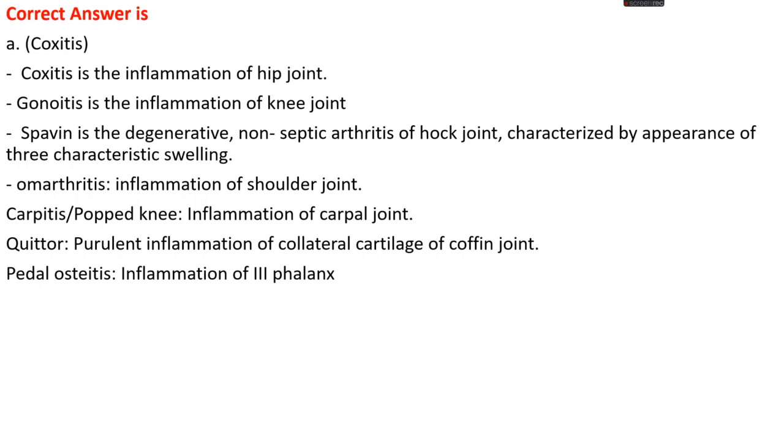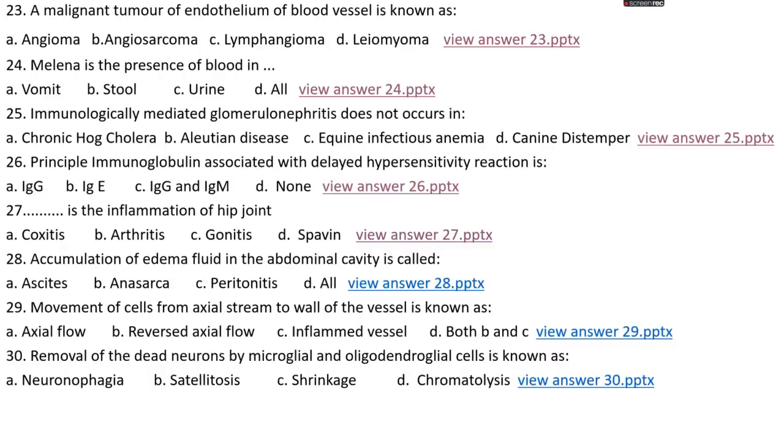Gonitis is the inflammation of knee joint. Spavin is a degenerative non-septic arthritis of the hock joint, characterized by appearance of three characteristic swellings. Omarthritis is the inflammation of shoulder joint. Carpitis or popped knee is an inflammation of the carpal joint. Quittor is a purulent inflammation of the collateral cartilage of the coffin joint. And pedal osteitis is inflammation of the third phalanx.